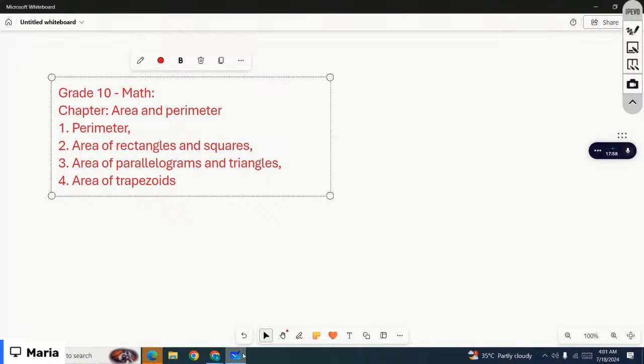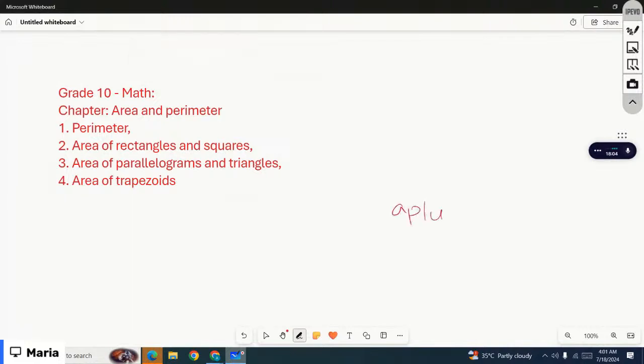We are here for grade 10 math. You can find all the lessons on students.com. Email address and password is provided by the administrator. And you have to select math from the subject tab. Scroll down to grade 10 math. There you can find a list of the chapters. We are going to start with the chapter area and perimeter.